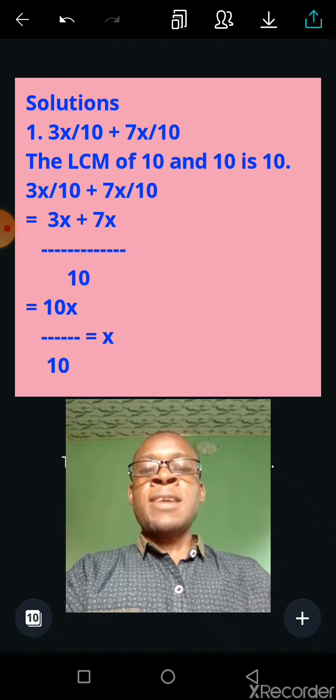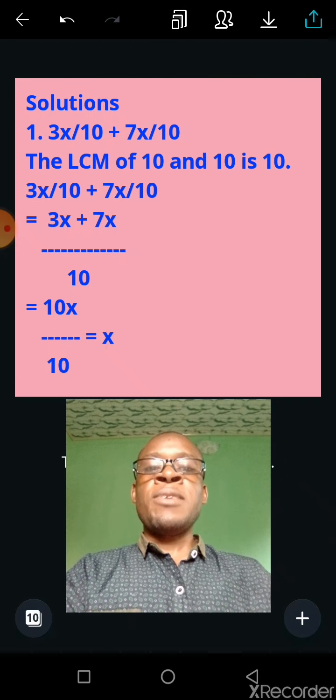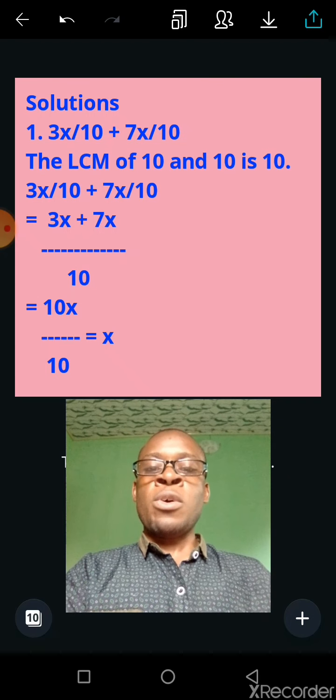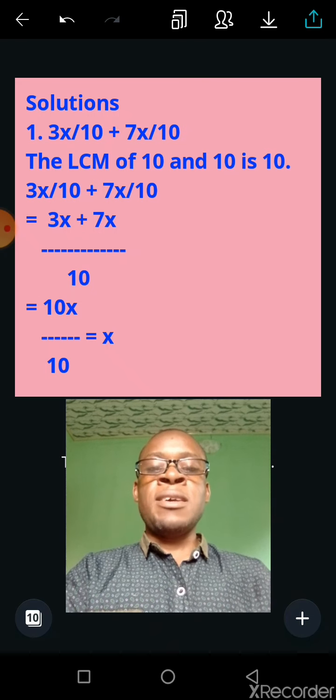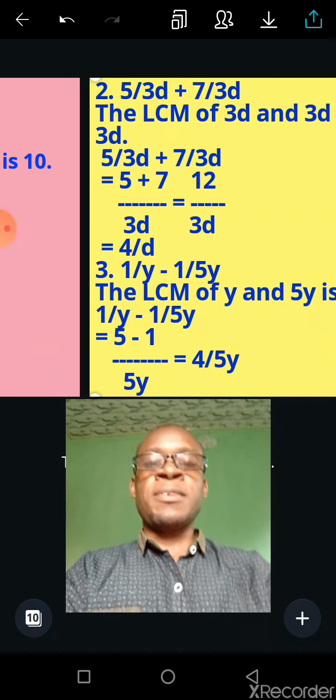Then when we now add 3x plus 7x, we have 10x. That's what we have, equals 10x all over 10. Then when we divide 10 by 10, we have x. So our answer is x.